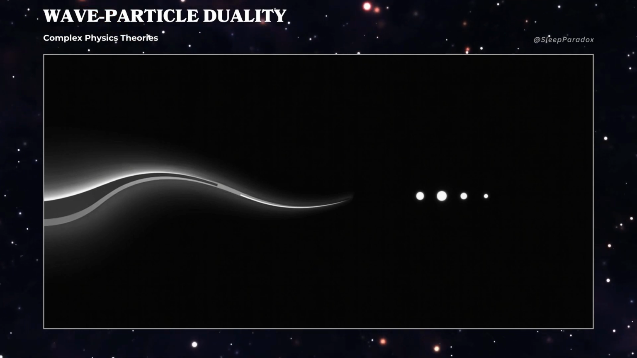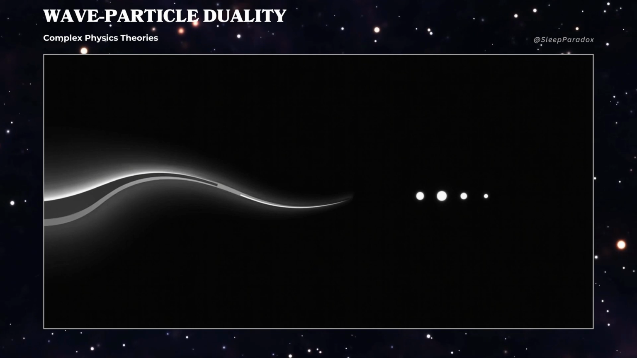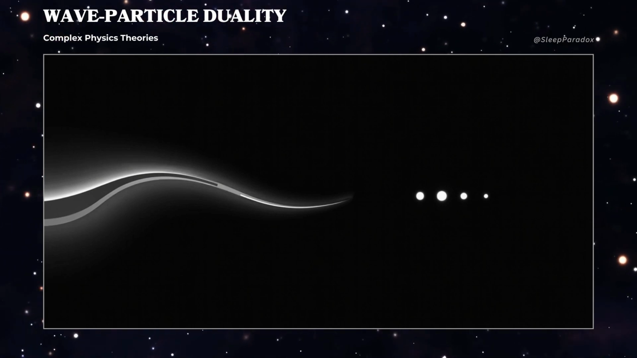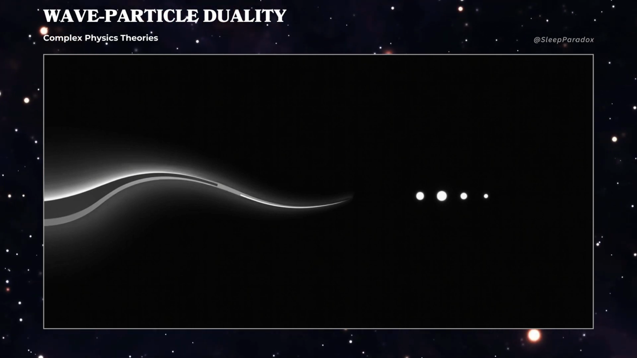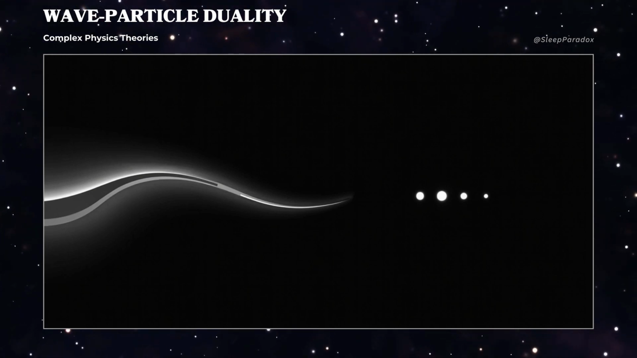But when you place a detector to see which slit the electron goes through, the interference pattern disappears. The electron acts like a particle again. The act of measuring changes the outcome. This is the essence of wave-particle duality.